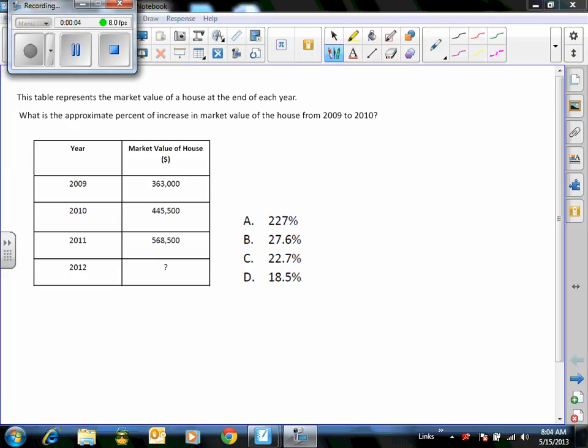Welcome to the percent of change portion of the SOL Bootcamp. What you were given were two specific percent increase or percent decrease questions on your pre-assessment. This one says, this table represents the market value of a house at the end of each year. What is the approximate percent of increase in market value of the house from 2009 to 2010?